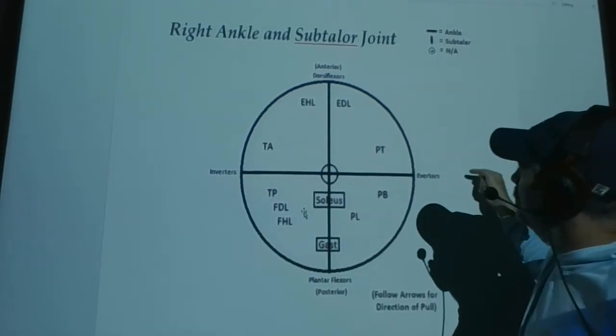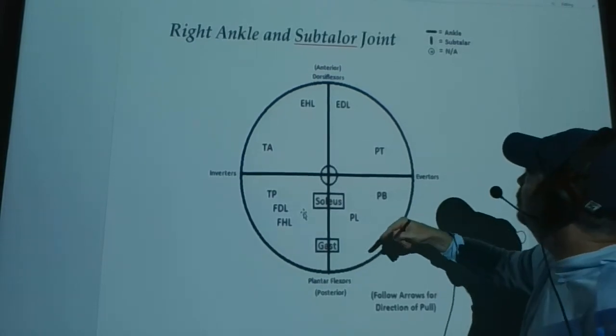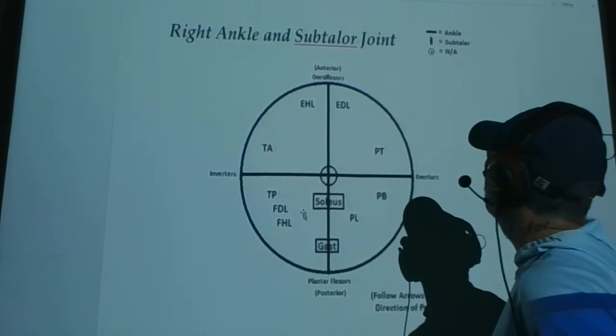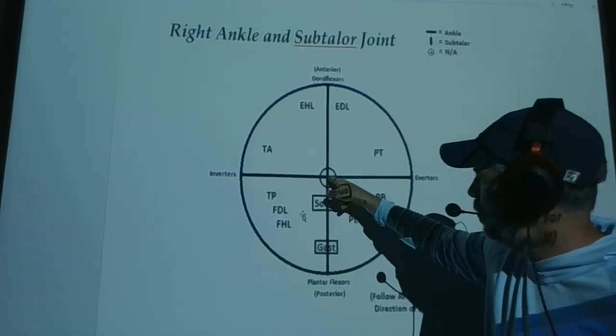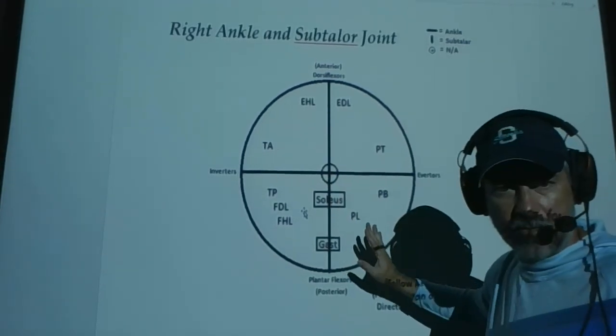This is what tells you, hey, here's your representation of your ankle. Here's your representation of your subtalar. And NA stands for not applicable. The polar axis doesn't matter at the ankle and subtalar joint.